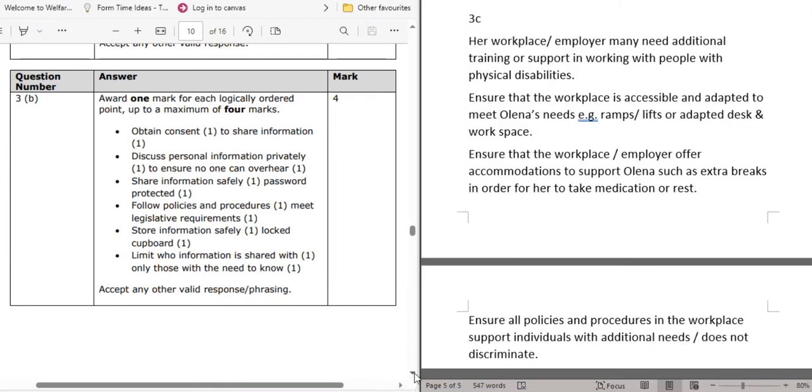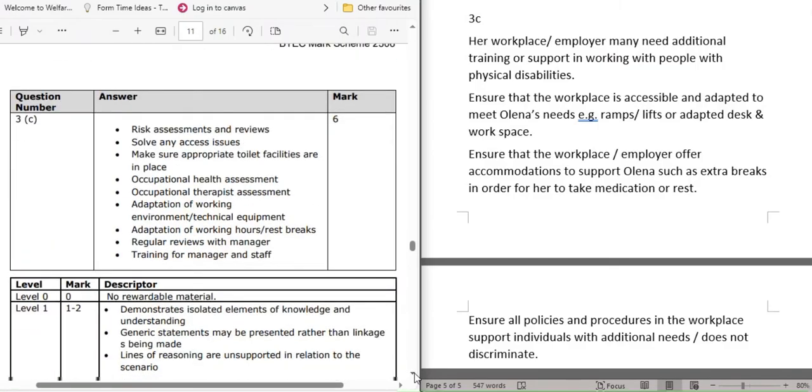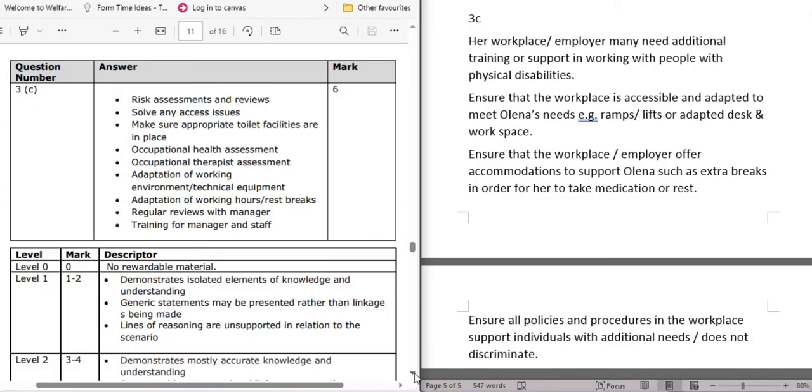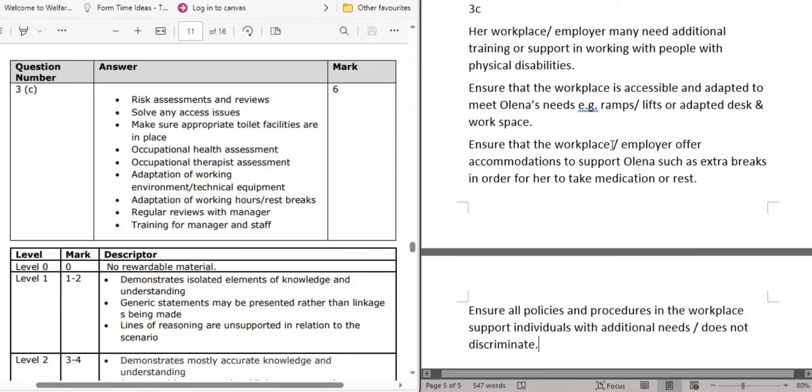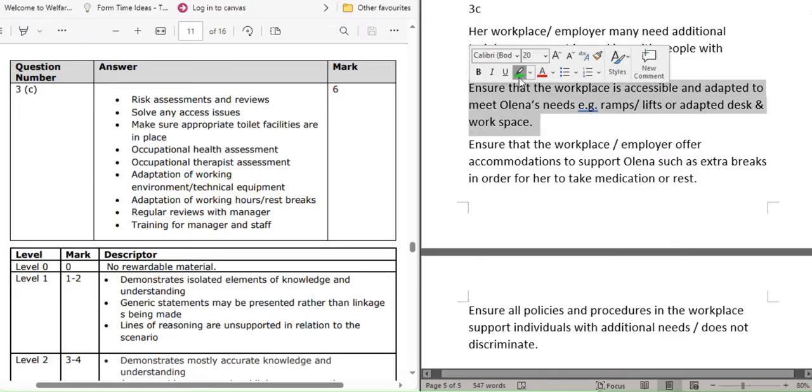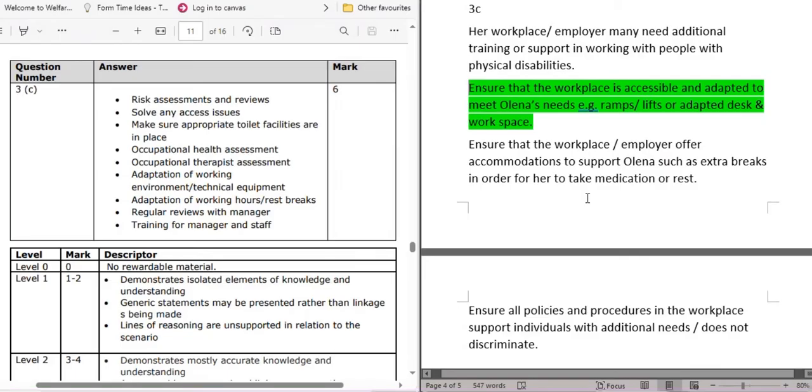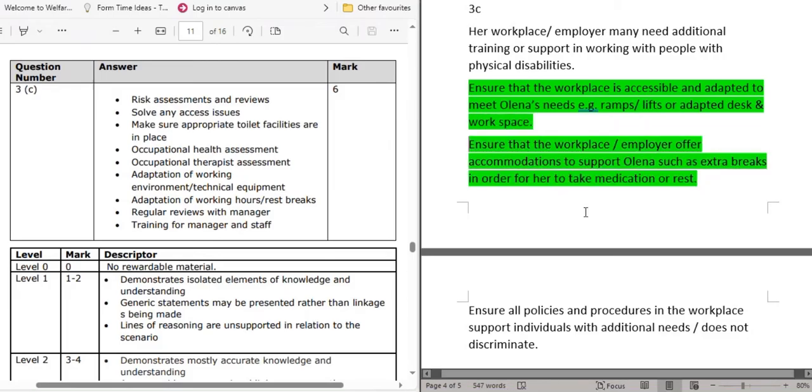Now, 3C was asking us to think about what the workplace could do to support Alina in returning to work. So we've got here risk assessment and reviews, solve any access issues. Well, we did talk about access. There we go, so accessible and adapted. Occupational health assessment, occupational therapy assessment, adaptation of working environment, technical equipment, adaptation of working hours. Oh, we've got rest breaks, so that's on our list as well. Regular reviews, training for the manager, we had that. That's another tick there.